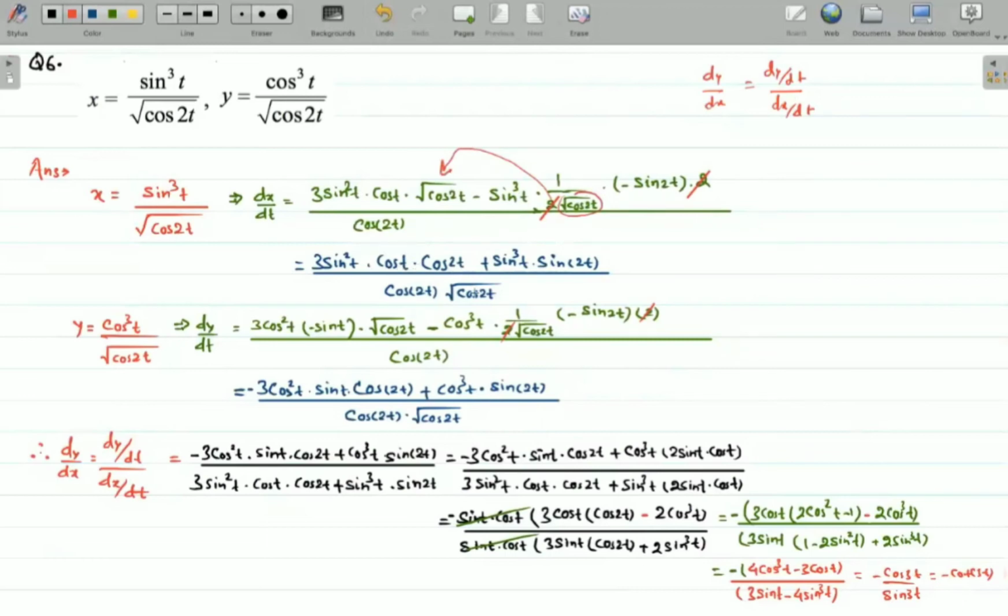In the same way, we can write dy by dt as this. Again, we take the LCM of the first and second terms as root cos 2t. This root will get removed. We'll get only cos 2t and this will come in. So this is what we get.